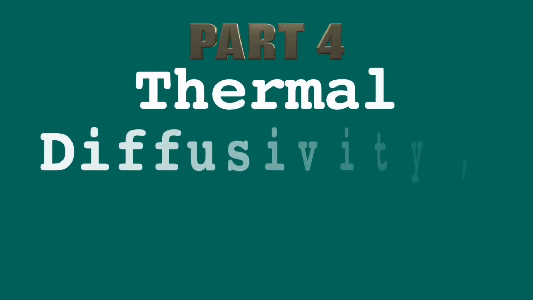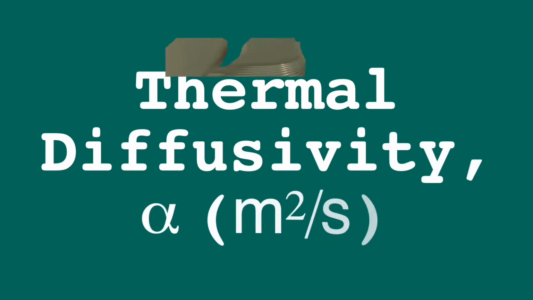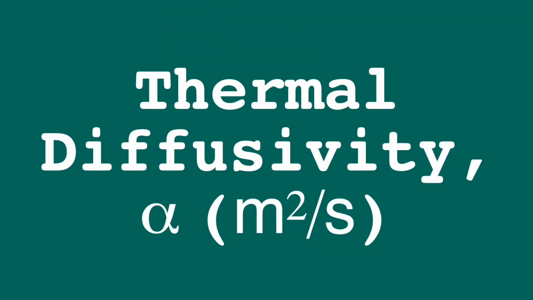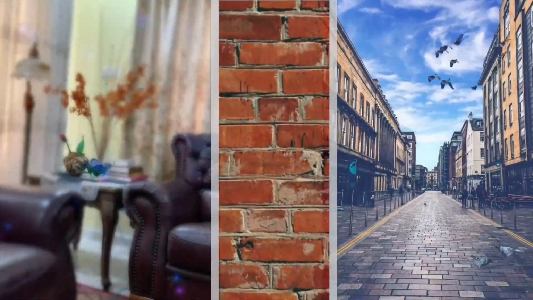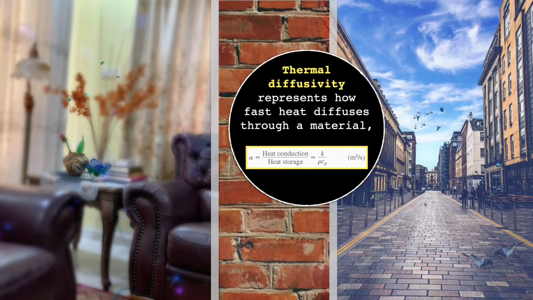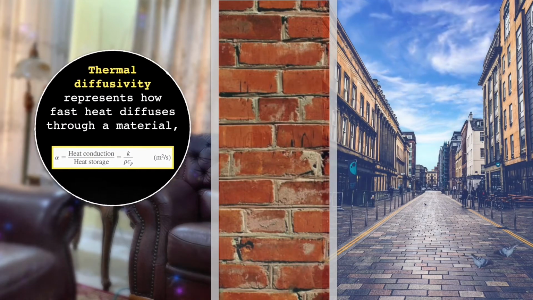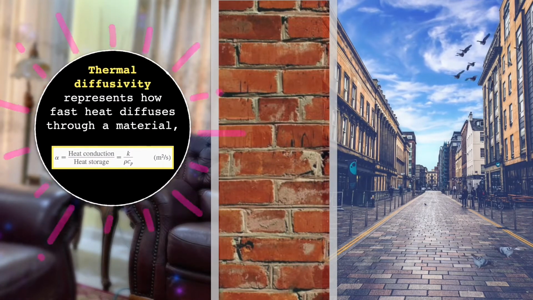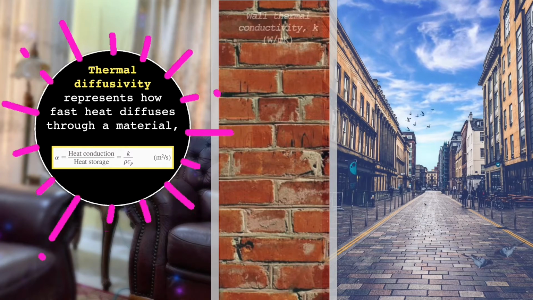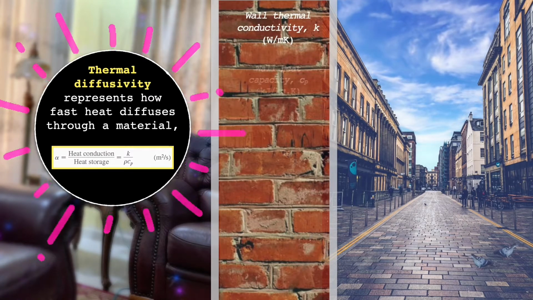Thermal diffusivity measures how fast heat diffuses through a material. It is defined as a ratio of material thermal conductivity to material heat storage. Its symbolic expression is as illustrated.